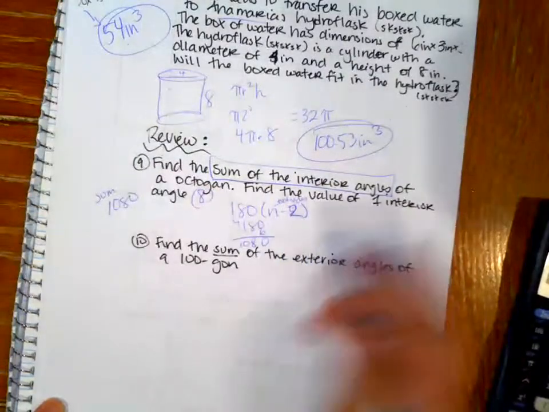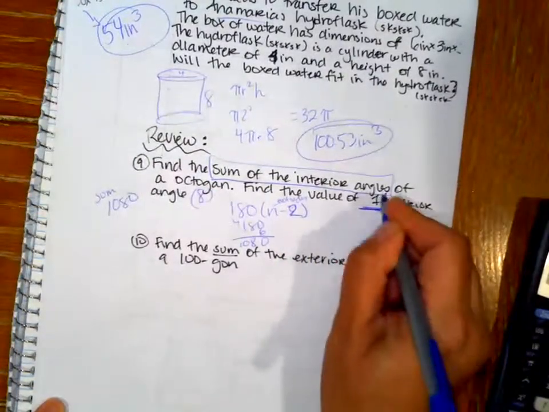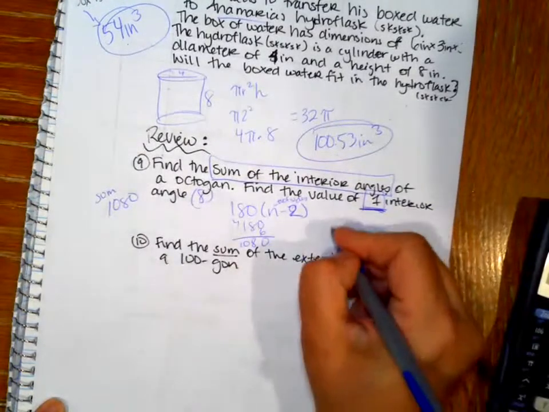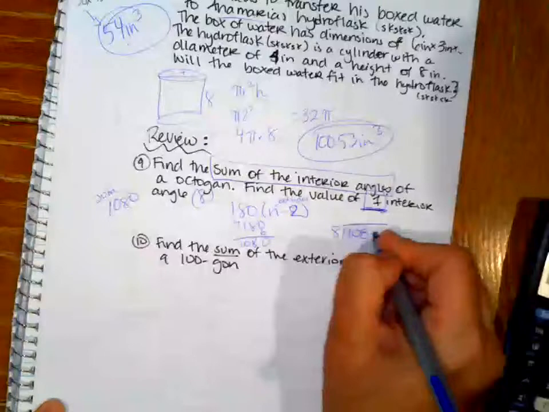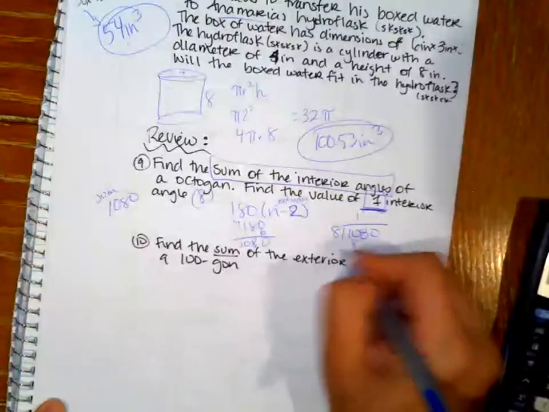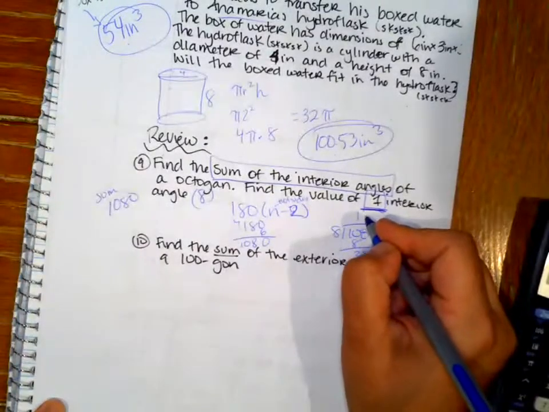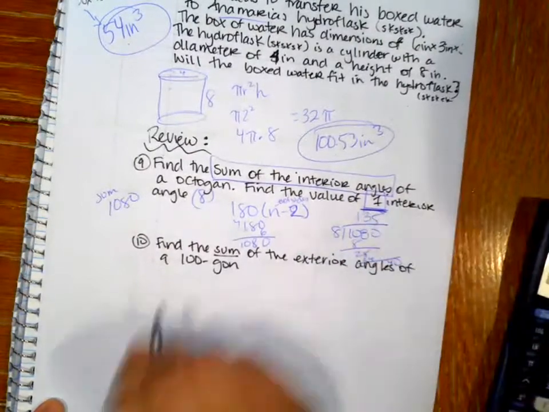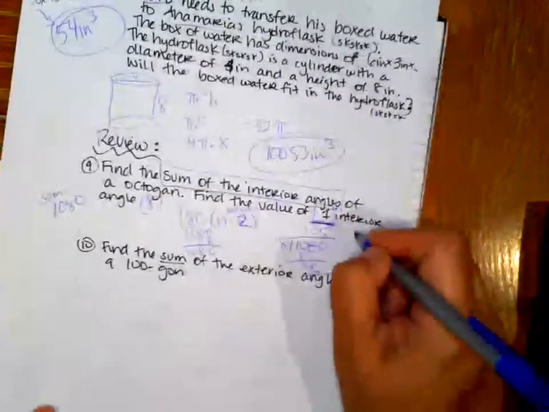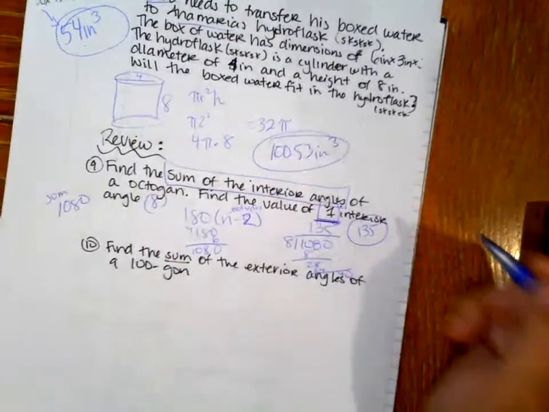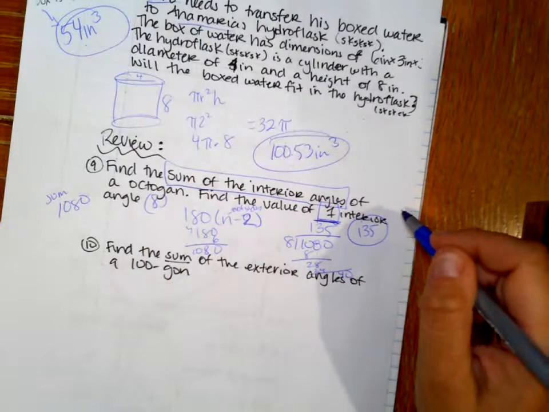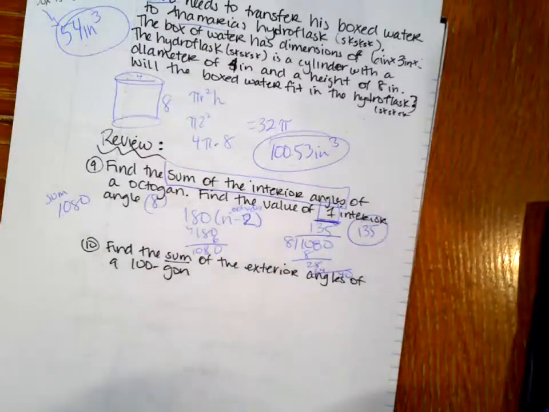So that's the sum. And then they want the value of one. They just want one of these angles. So to get that, I'm going to divide that by 8. So 8 into 1080. Again, you have a calculator, not going to be a problem. That makes it 135. So one interior angle is 135 degrees. If not, math is still easy enough to do. No one's asking you to find ridiculously big numbers.